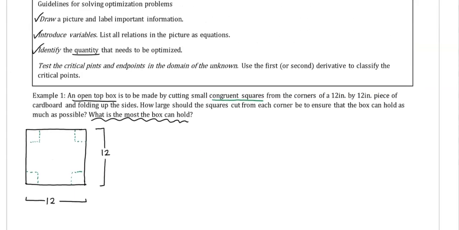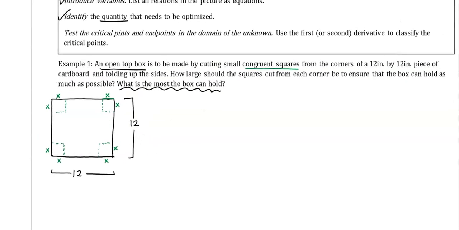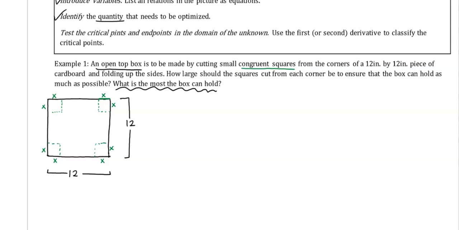Let's introduce some variables. The squares that we cut out, I'm going to call the sides of that x. So that side is x, that side is x, x and x, and so on. So we've introduced some variables. Let's figure out what quantity we want to optimize. They say, what is the most that the box can hold? We want to optimize the volume of this box.